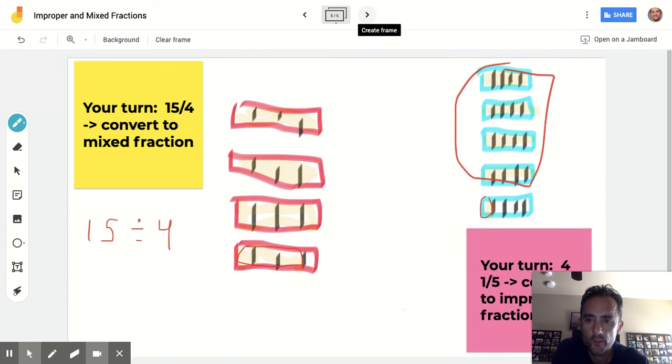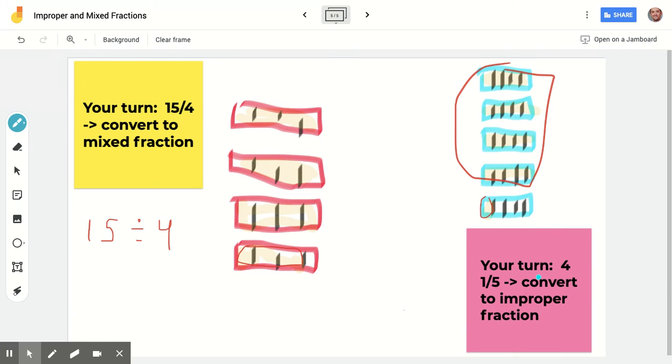Let's see if you can do it. I have 15/4 here. You might want to pause this. See if you can turn that into a mixed fraction. And then on the bottom right, 4 1/5. See if you can turn that into an improper fraction. Pause it and see if you're right. Okay, here we go.